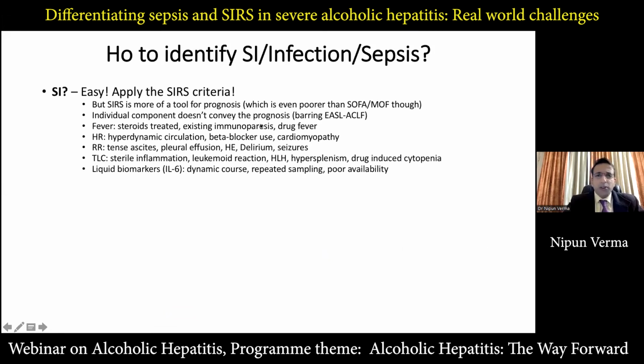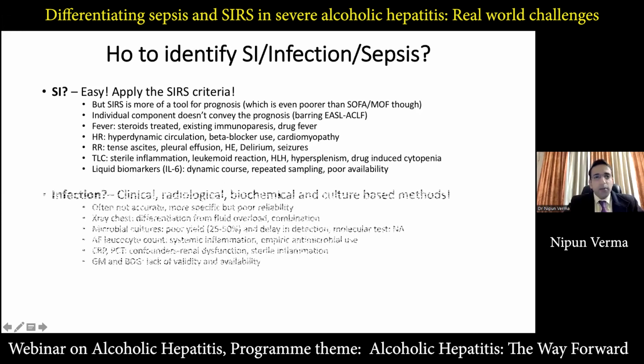Individual components do not convey the prognosis. The fever can be altered by use of steroids, existing immunoparesis, or can be because of drug fever. Heart rate can be modulated by hyperdynamic circulation, beta blocker use, or the presence of cardiomyopathy. Tachypnea can be because of tense ascites, pleural effusion, HE, and leukocytosis can be because of sterile inflammation, or leukopenia can happen because of hypersplenism or drug-induced cytopenias. And various markers of systemic inflammation are not widely available.